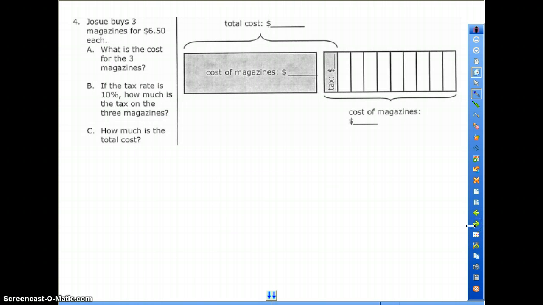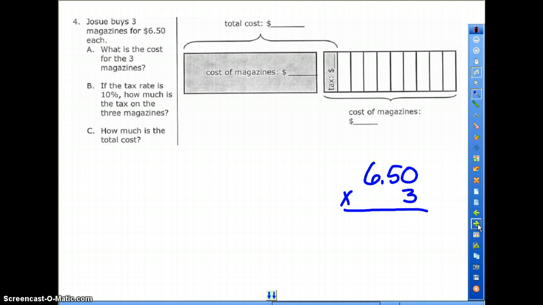Okay, here's the next one, number 4. Josue buys 3 magazines for $6.50 each. Part A says, what is the cost for the 3 magazines? Okay, 3 magazines, they're $6.50 each. Step 1, multiply those two numbers together.